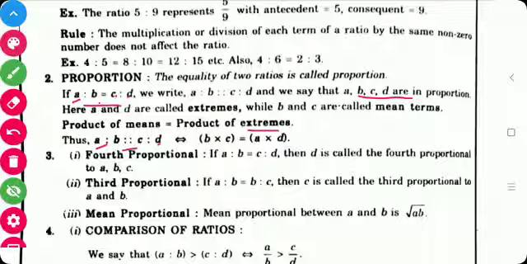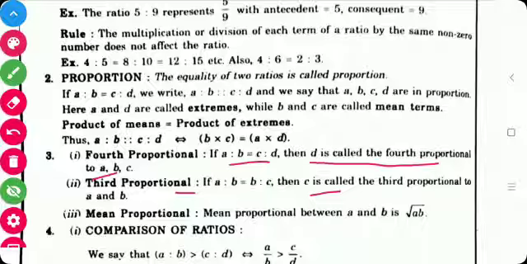Then next is fourth proportional. So if A as to B is equal to C as to D, then D is called the fourth proportional of A, B and C. Okay. Next is third proportional. If A as to B is equal to B as to C, then C is called the third proportional of A and B. Mean proportional. Mean proportional between A and B is square root of AB.